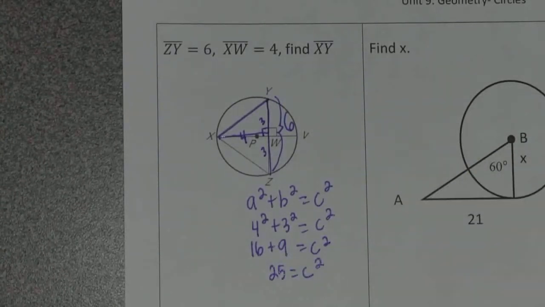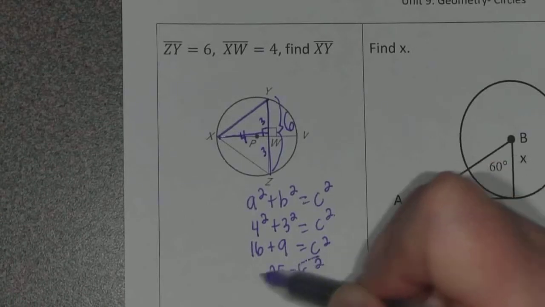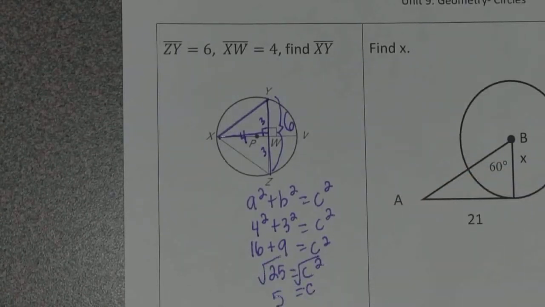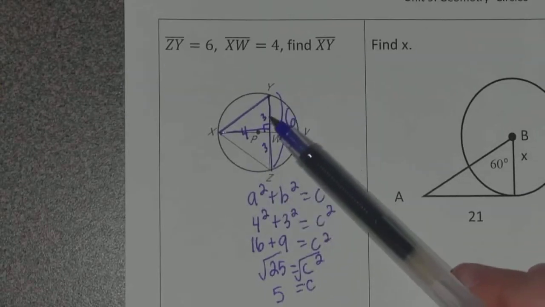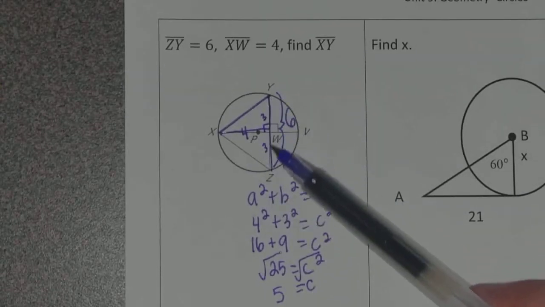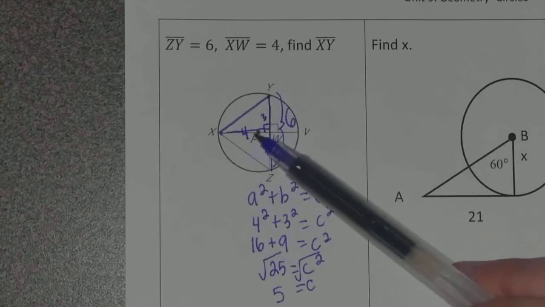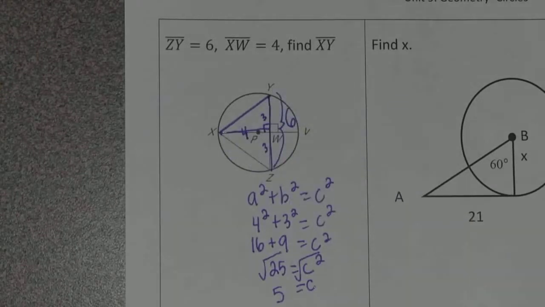16 plus 9 add together to be 25. Square root that to get C by itself. And what's the length of C? 5. Thank you. Okay, so that was helpful that I just broke that into 2 pieces that I knew right off the bat, right? Because then it made it easy to see that I had 2 sides of that right triangle there. Are there questions on how I found that?